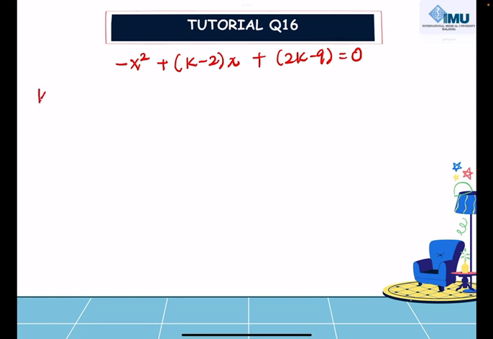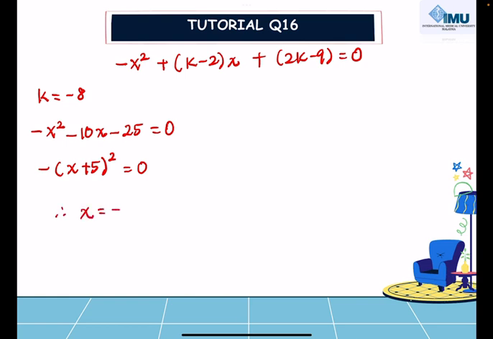Now, if you have k equals negative 8, try to substitute into your expression here. You will obtain negative x squared, negative 8 minus 2 will be negative 10x, and minus 25. You will obtain a quadratic equation. Try to solve by yourself, you will obtain the answer x equals negative 5.